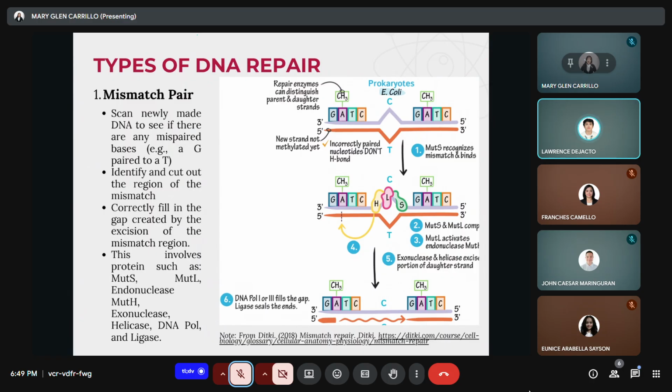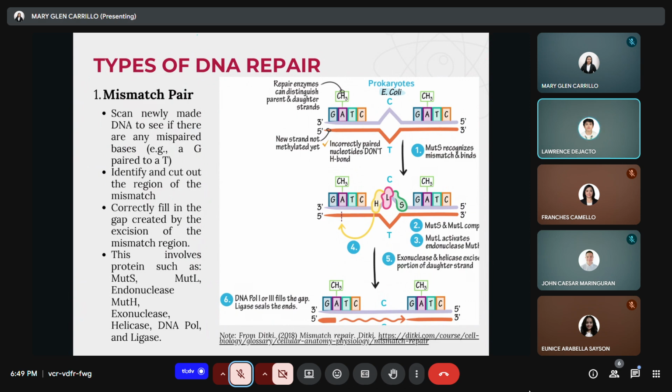So errors that slip by proofreading during replication can be corrected by a mechanism called mismatch repair. While the error rate of DNA replication is about 1 in 10 to the power of 7 nucleotides in the absence of mismatch repair, this rate is further reduced 100-fold when mismatch repair is functional. So what are the basic tasks of the mismatch repair system?